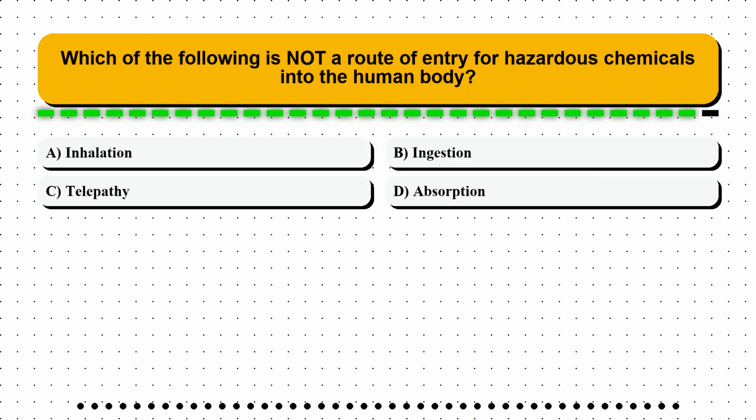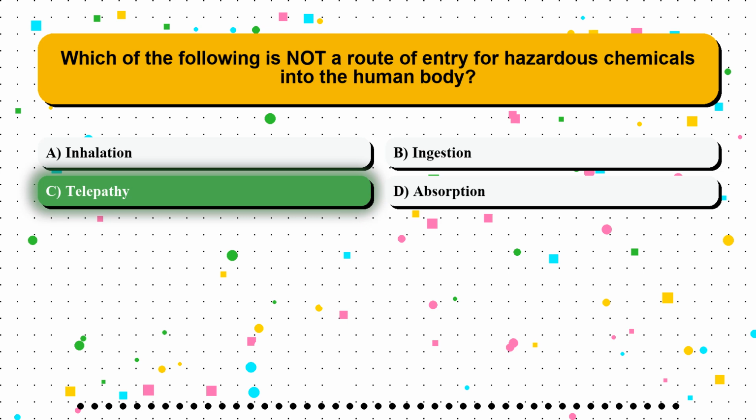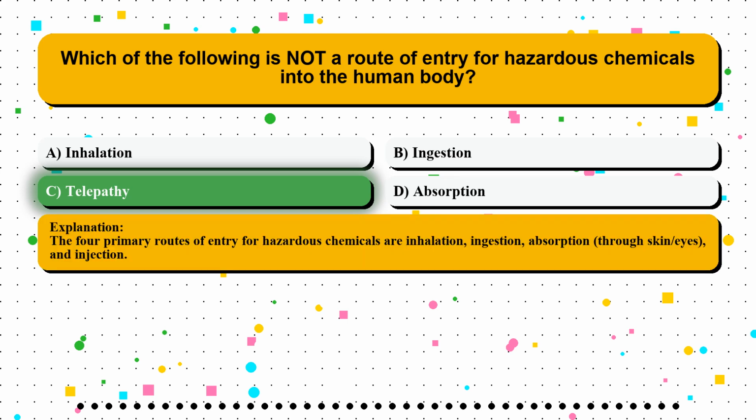Question 24. Which of the following is not a route of entry for hazardous chemicals into the human body? Option A, inhalation. Option B, ingestion. Option C, telepathy. Option D, absorption. The correct answer is option C, telepathy. The four primary routes of entry for hazardous chemicals are inhalation, ingestion, absorption through skin/eyes, and injection.